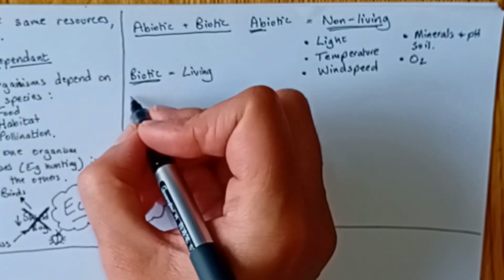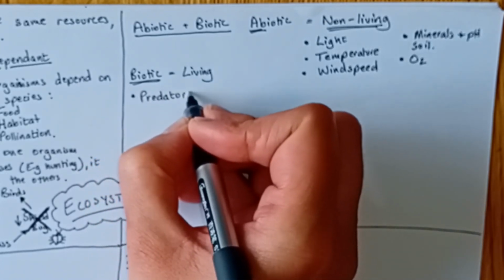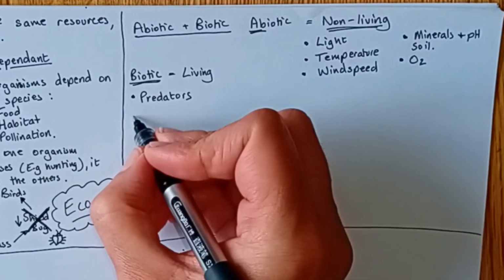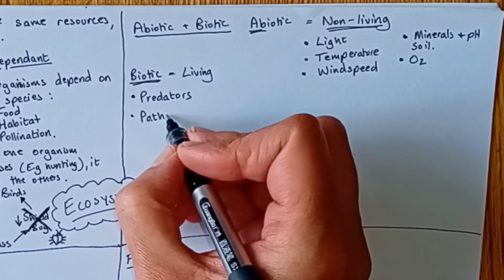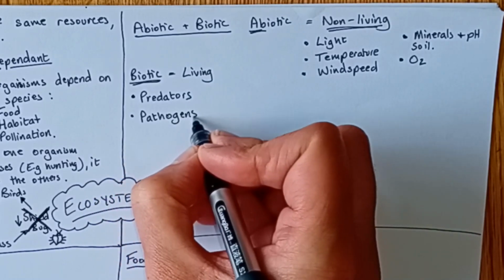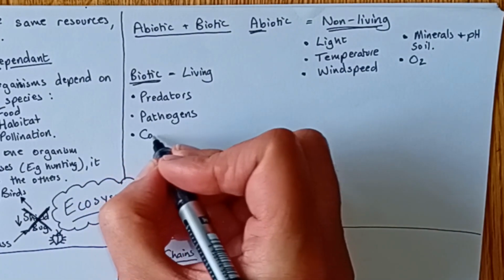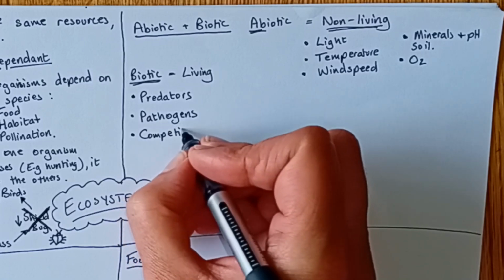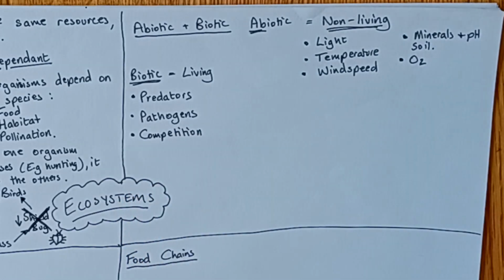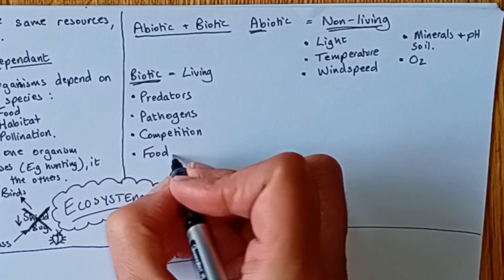So these are things like predators, pathogens (bacteria, remember, are living), competition between different species and within the same species, and food availability.